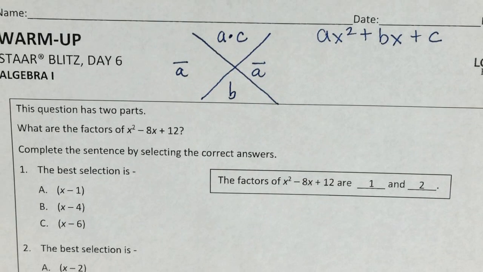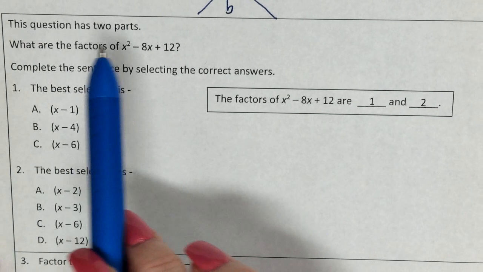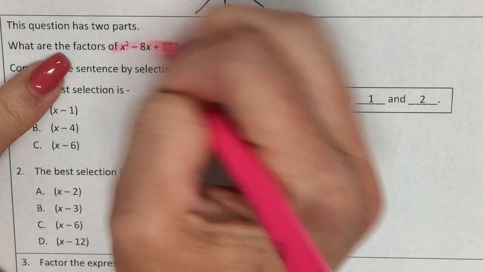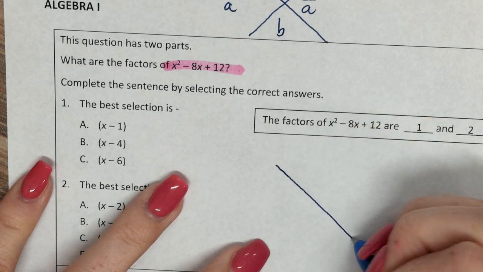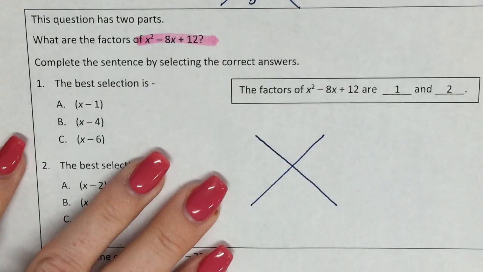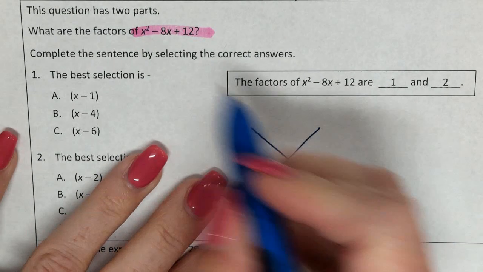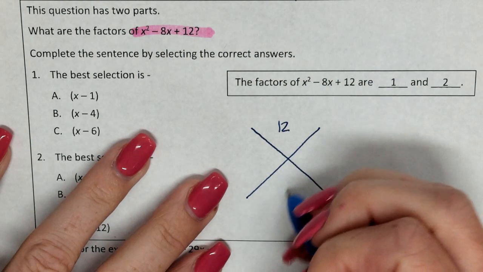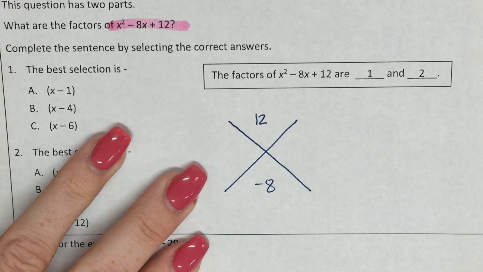Okay, so let's look at number 1. It says complete the sentence by selecting the correct answers. What are the factors of x squared minus 8x plus 12? So the first thing I'm going to do is my X method. So draw an X. You are going to put A times C right here. So 1 times 12 is 12. And you're going to put B here. So what do I put? Negative 8. I am looking for factors of 12 that add up to equal negative 8.